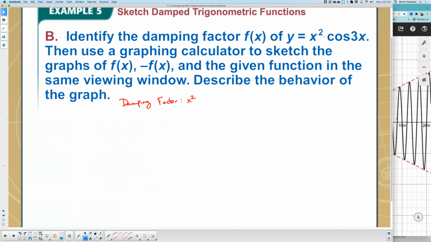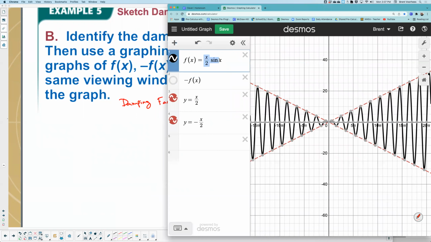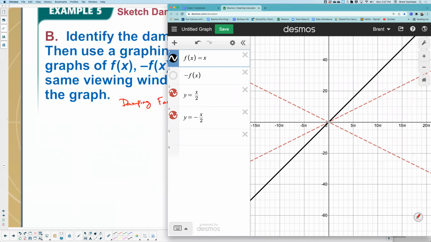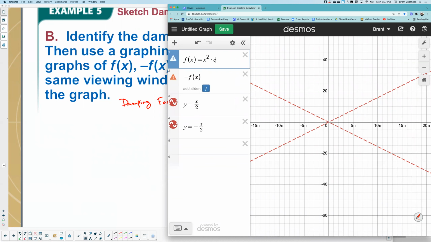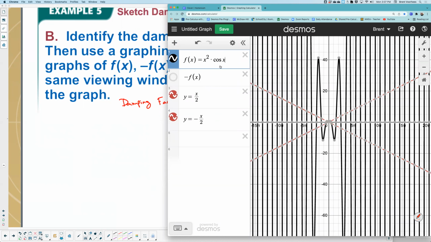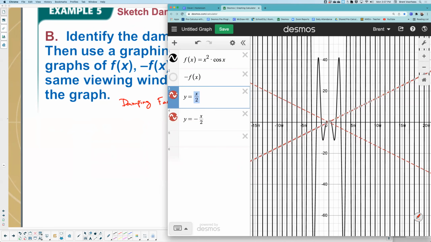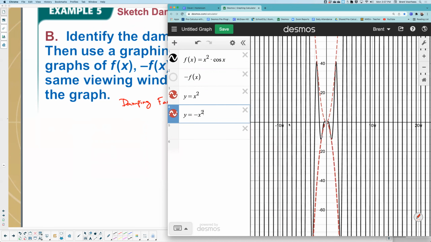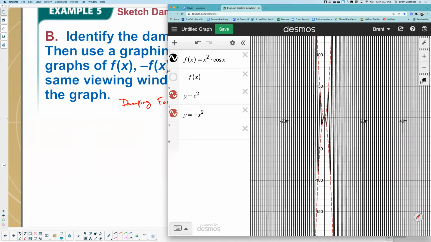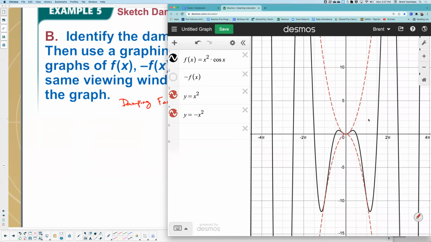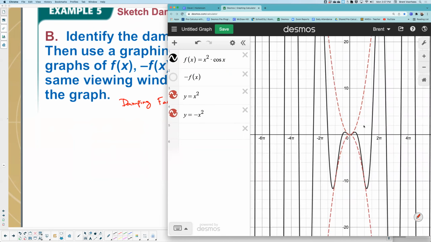So this time, what I'm going to do is graph these. So we have x squared times cosine x, I believe, how they had it. Cosine x like that. And there's the negative. And this time I want you to look at x squared and negative x squared. And so this time you can see how this graph, as I zoom out, it's getting tough to see quickly.